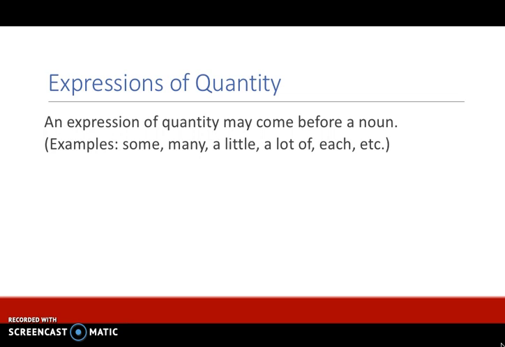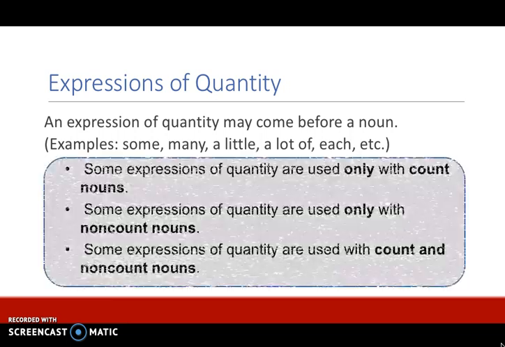An expression of quantity may come before a noun. Some examples of these expressions are some, many, a little, a lot of, each, and there are many more. Some expressions of quantity are used only with count nouns. Some are used only with non-count nouns. And some are used with count and non-count nouns. So the important thing with this grammar is to learn which expressions of quantity can be used with which type of nouns. And this takes practice and memorization.